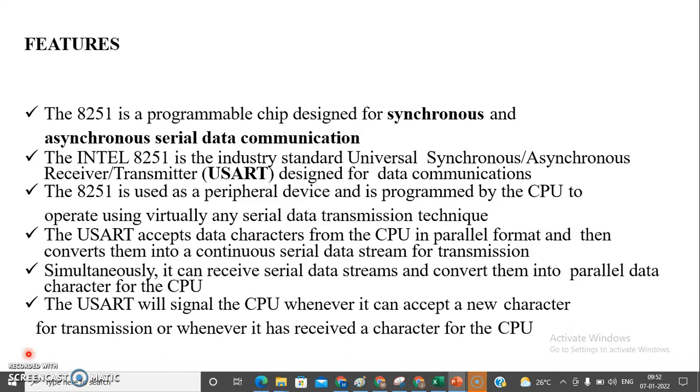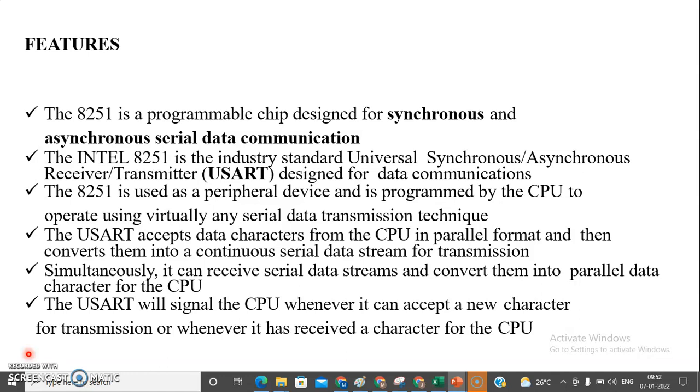8251 has a USART. Expansion for the USART is Universal Synchronous Asynchronous Receiver and Transmitter. That is, you can have synchronous transmission as well as asynchronous transmission using this 8251 IC. You can transmit and receive using two separate lines.